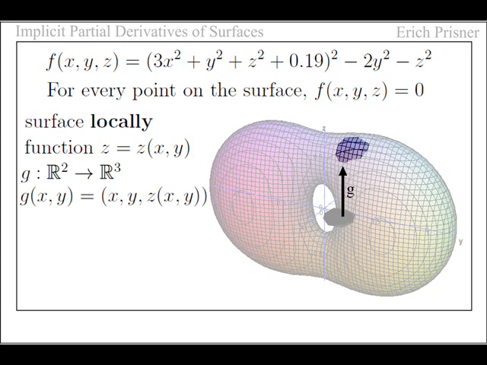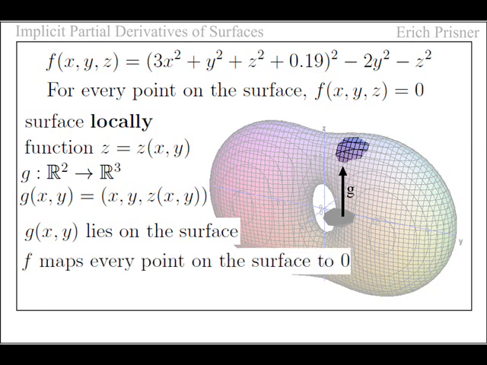Now look at g from two-dimensional space to three-dimensional space, defined by g of x, y equals (x, y, c of x, y). It takes the projection of our surface part as input and maps it back to the surface part in R3. We compose this with f and get a function f composed with g. This function is actually quite simple, since f of g of x, y equals 0 for all x, y where g is defined. The reason is that g of x, y lies on the surface, and f maps every point on the surface to 0.